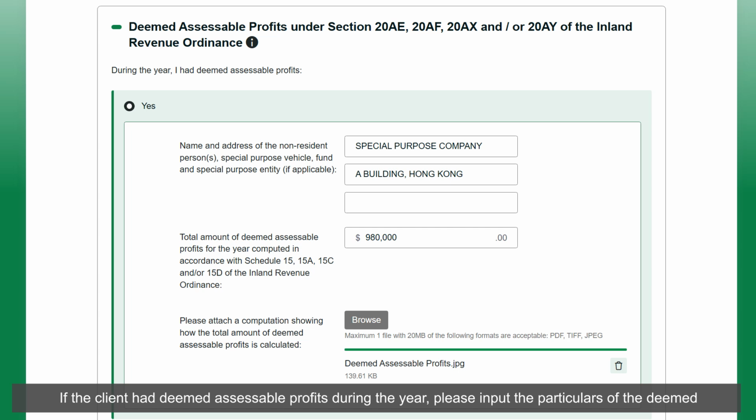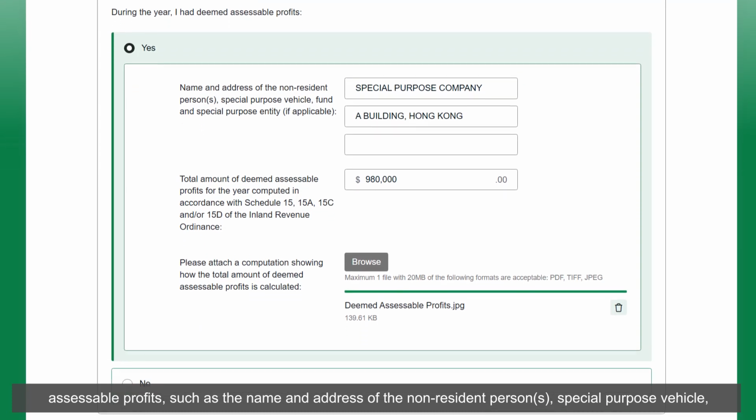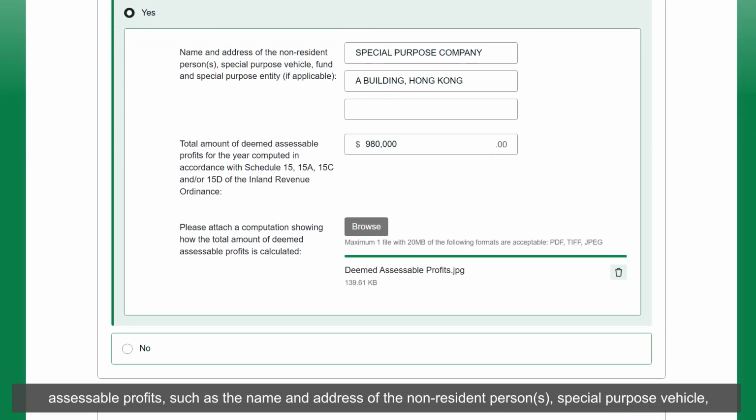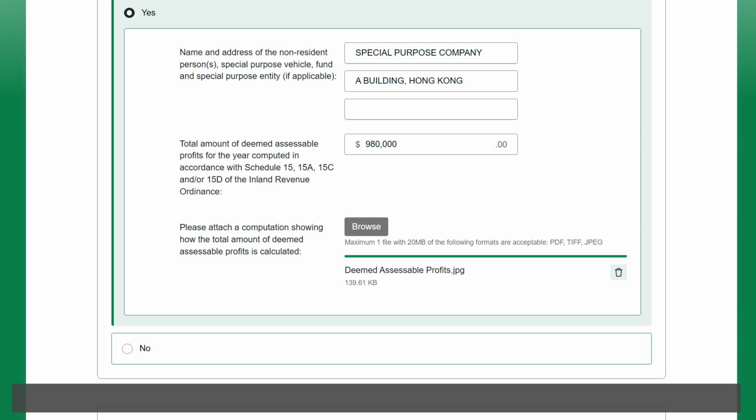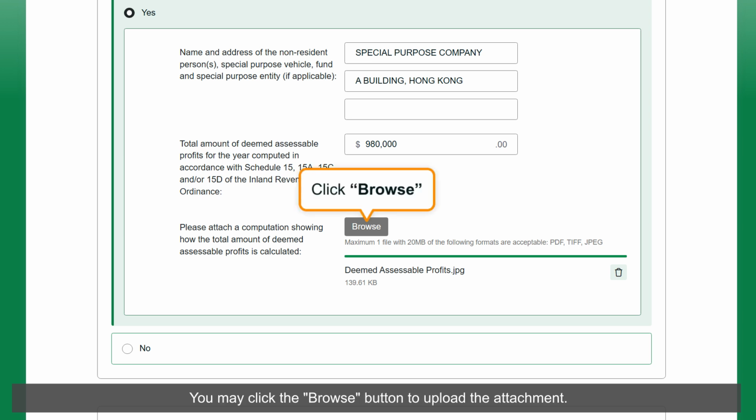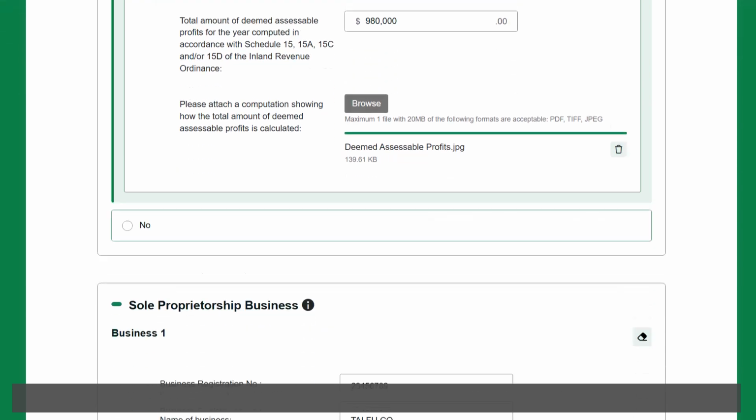If the client had deemed assessable profits during the year, please input the particulars of the deemed assessable profits, such as the name and address of the non-resident person's special purpose vehicle, fund and special purpose entity, the total amount of deemed assessable profits for the year, and attach a computation showing how the total amount of deemed assessable profits is calculated. You may click the Browse button to upload the attachment.